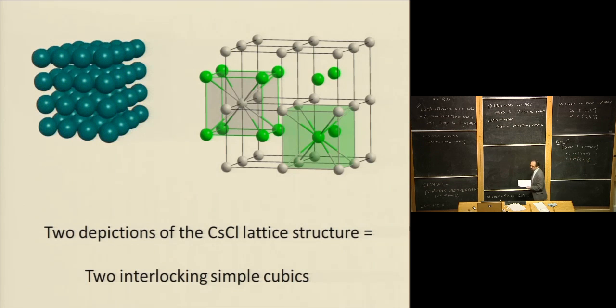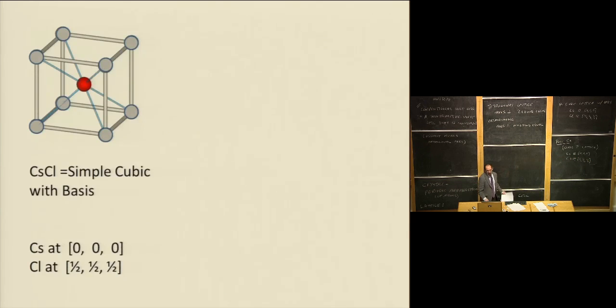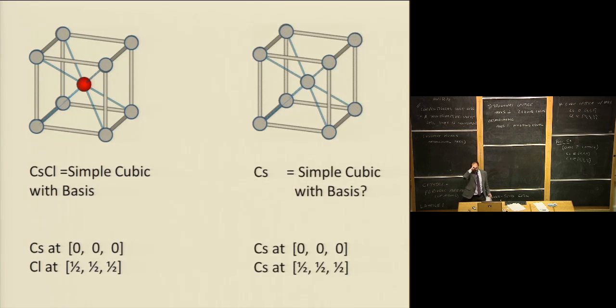Okay? So all we're going to do is take that cesium chloride, get rid of the chlorine in the middle and replace it with another cesium. Okay? So we can think of it as simple cubic with the basis, where the basis is a cesium at 0, 0, 0 and a cesium at 1/2, 1/2, 1/2.